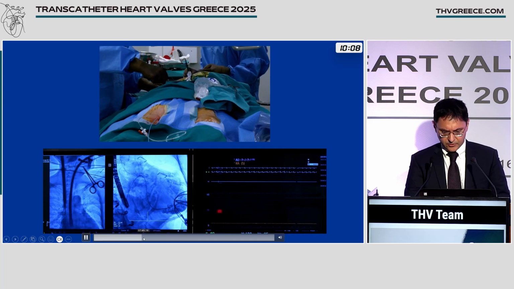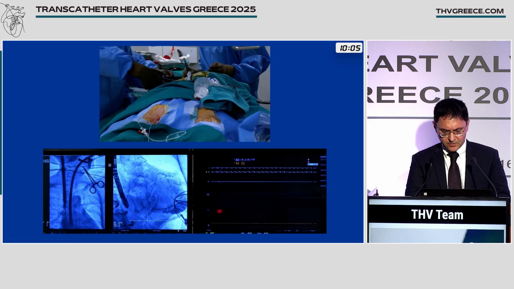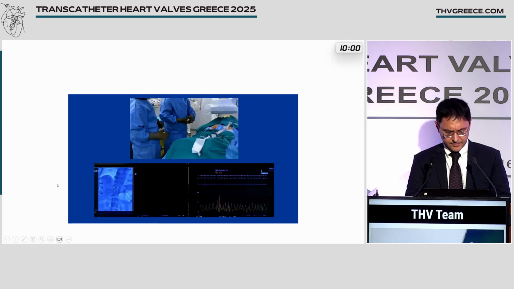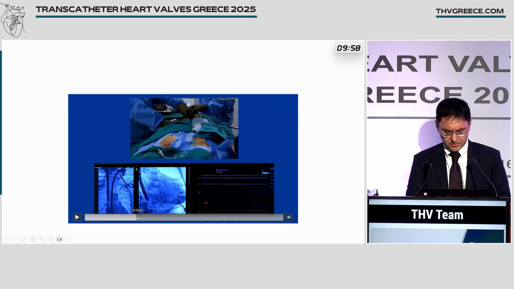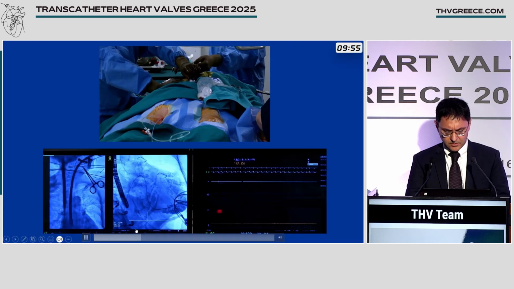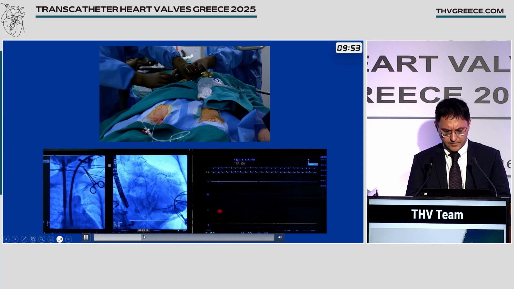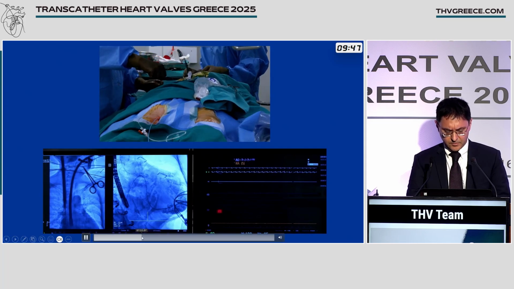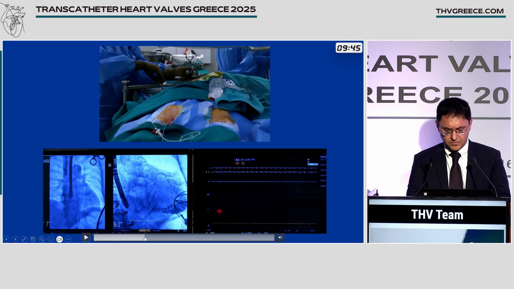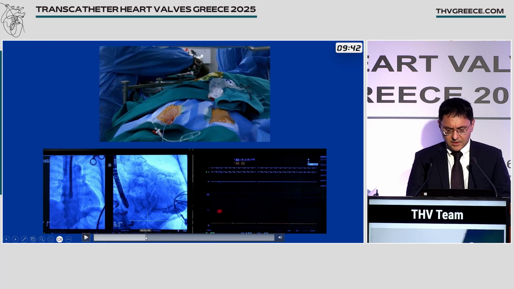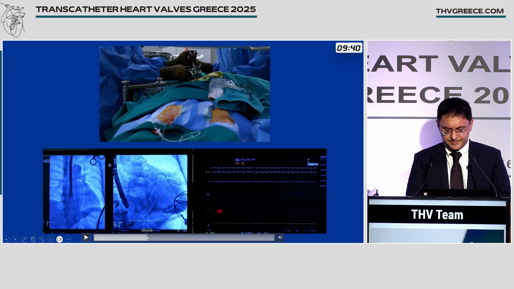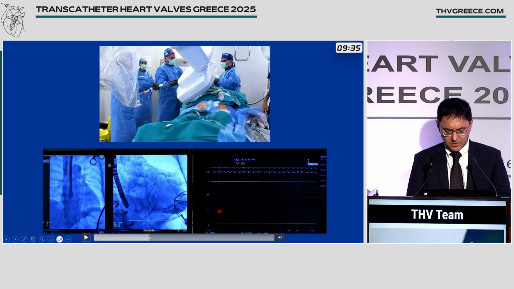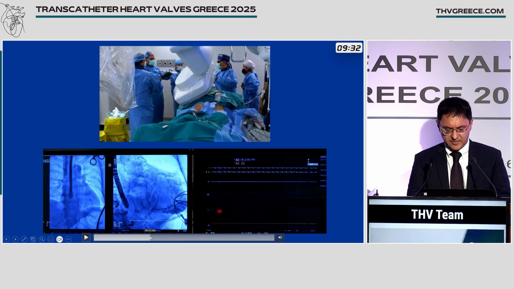Now we have introduced the sheath. We stabilize. I'm sorry if I press here. And here we see the stabilizer, the sterile stabilizer. Now the delivery system is coming.